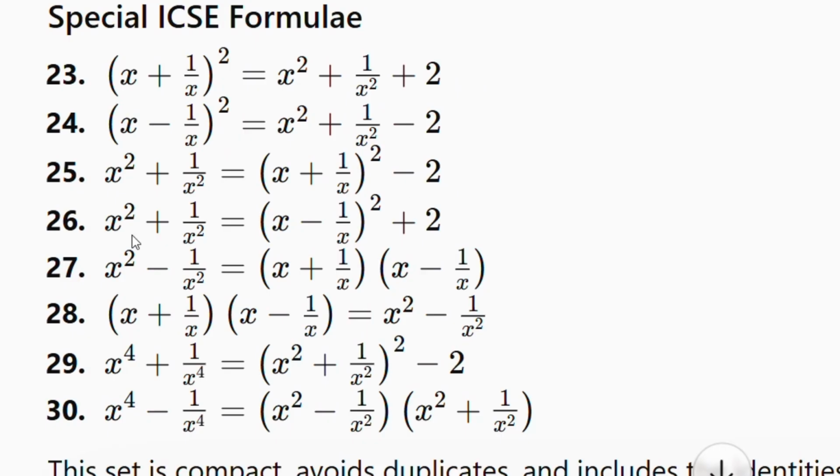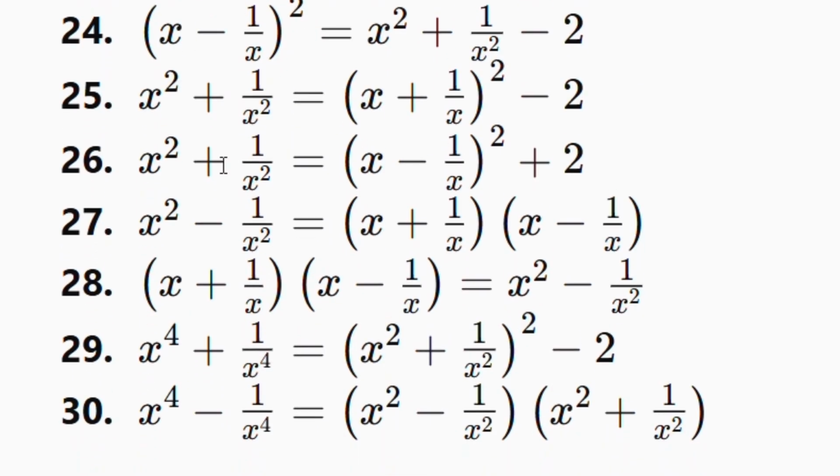Here also we can write a square plus b square as (a − b) whole square plus 2ab. Here ab cancelled, so only plus 2. Now x square plus 1/x square is (x + 1/x) whole square minus 2, or (x − 1/x) whole square plus 2. Now x square minus 1/x square is your a square minus b square. So this is (a + b)(a − b), that is (x + 1/x)(x − 1/x), which equals x square minus 1/x square.